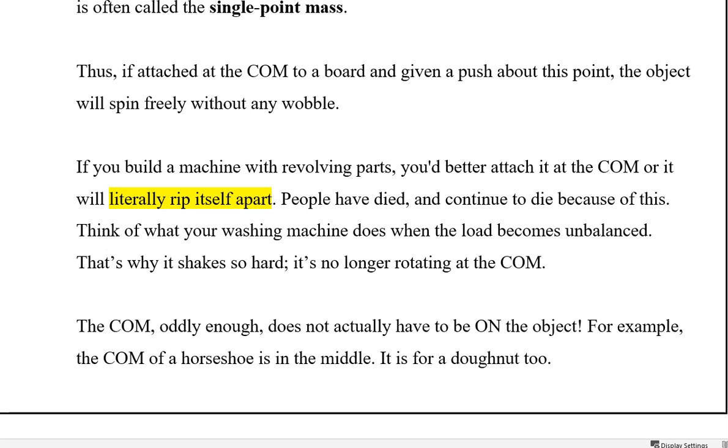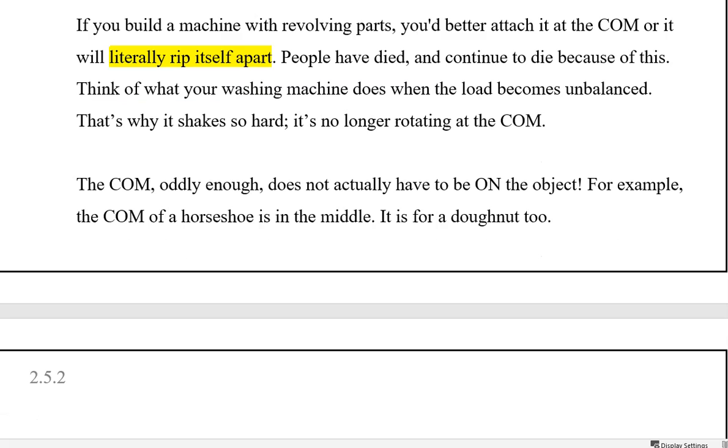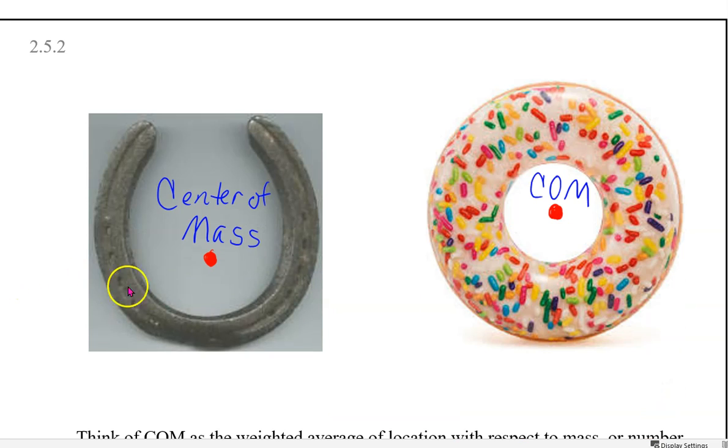Strangely enough, the center of mass does not actually have to be on the object. Let's take a look at a horseshoe and a donut. The center of mass for a horseshoe is here. Notice that it is slightly lower than the center because there are atoms and molecules here in the bottom, but there are no atoms or molecules here in the opening at the top. That shifts the center of mass down slightly. It is, however, on the line of symmetry between this half and that half.